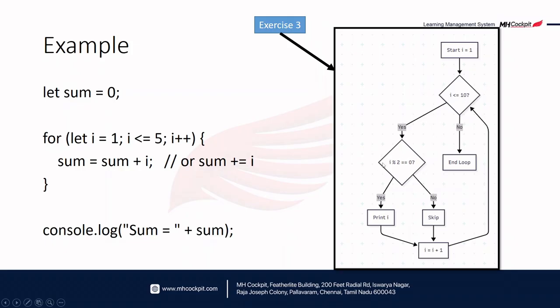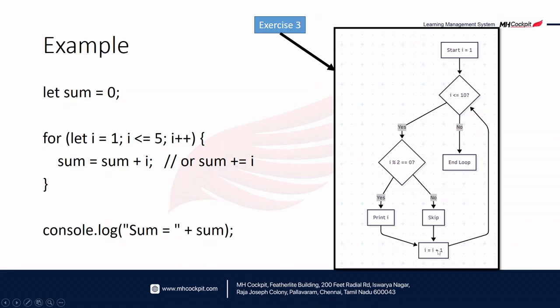Then I am checking the modulus, i % 2. Percentage means mod, right? So I check whether i % 2 is equal to 0 or not. If yes, I am printing i. If not, I am skipping this and executing the next iteration.